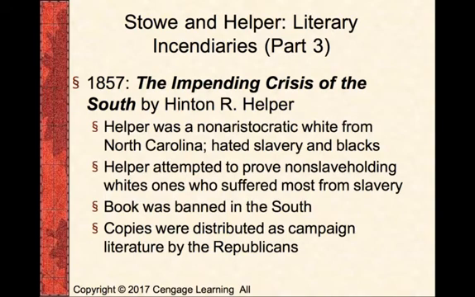It was influential enough to be banned in the South, and his book was added to the flames of burn piles of book burning parties. And parts of his book were taken and distributed as campaign literature by the Republicans in the 1860 election.